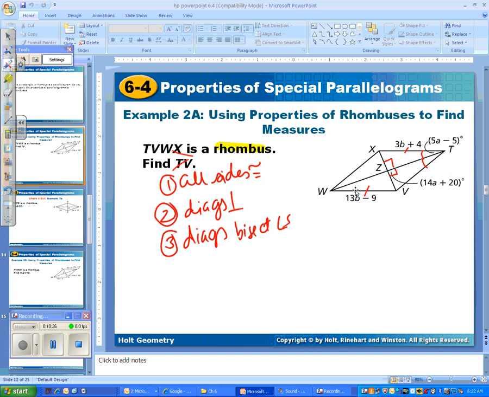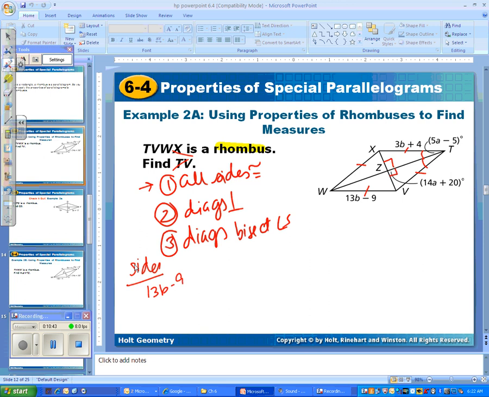Okay, so first, let's start off with the sides. We know all sides are congruent, so let's figure out how big the sides are. We know that 13b will have to be equal to 3b plus 4, and these sides are all going to be the same. So to find the sides, you set them equal to each other.